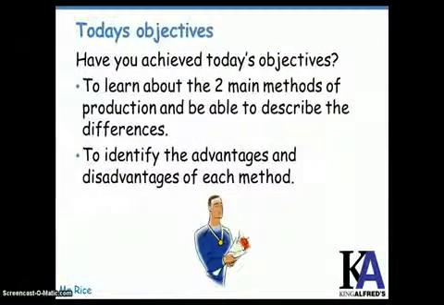So, today we should have looked at the two main methods of production and described the differences. We looked at job and batch production. And we also went through a number of advantages and disadvantages for each method.